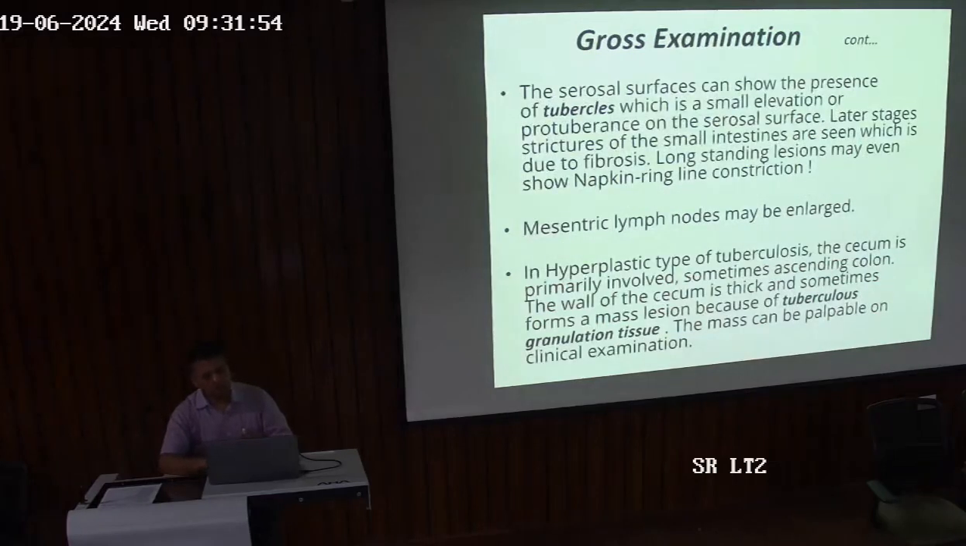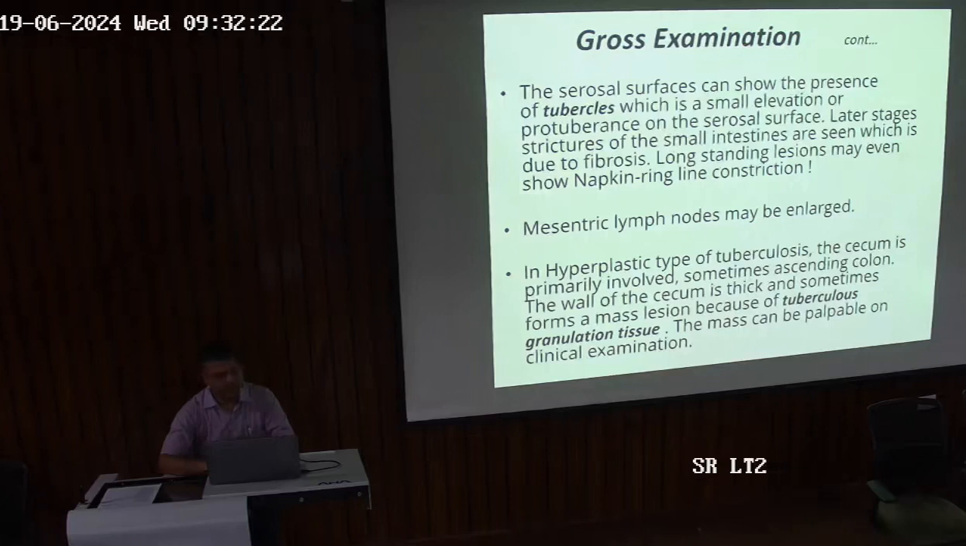On the gross examination, the serosal surface can show the presence of tubercles, which are small elevations or protuberances on the serosal surface. In later stages, stricture of the small intestine, mind it, small intestine. The large intestine has a big lumen, so there the stricture is not common. The strictures are common in the small intestine due to the fibrosis. Long-standing lesions may even show napkin ring-like constriction.